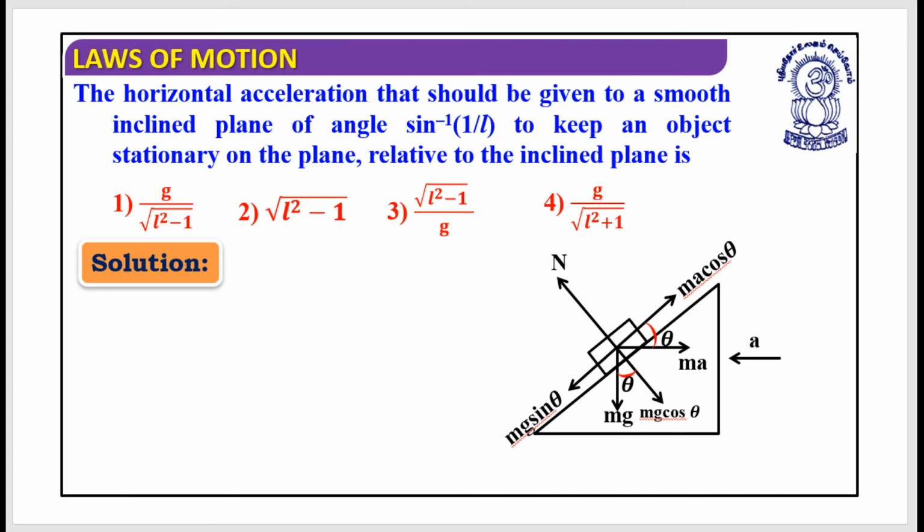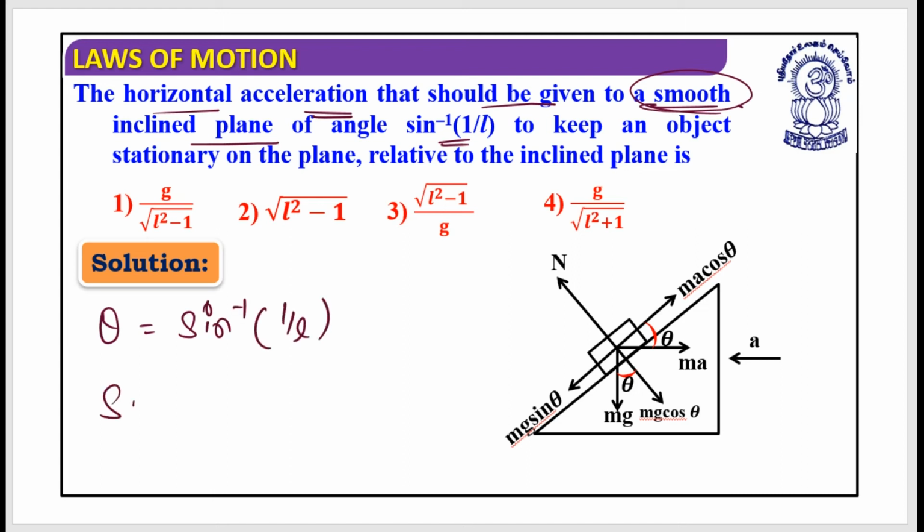The next question says that the horizontal acceleration that should be given to a smooth inclined plane, smooth, not having any friction, of angle sine inverse of 1 by L, that means theta is equal to sine inverse of 1 by L. So that could be written as sine theta is equal to 1 by L. To keep an object stationary on the plane relative to the inclined plane.